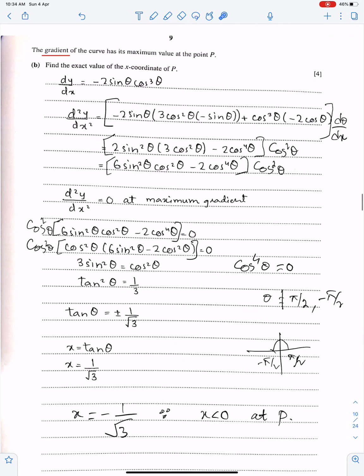Now part B. This is very important. They are not saying y, they are saying the gradient of the curve has its maximum value at the point P. You have done this concept in P1.